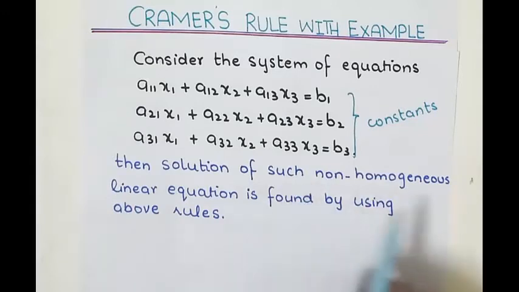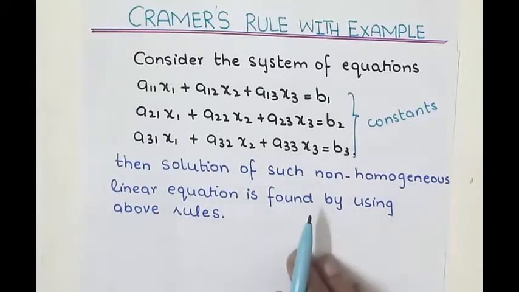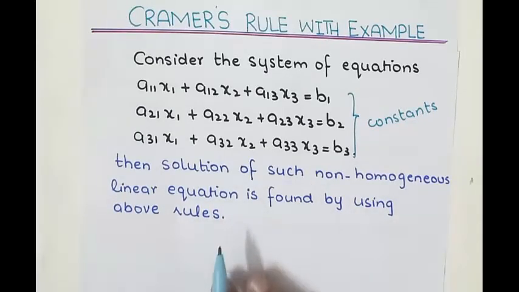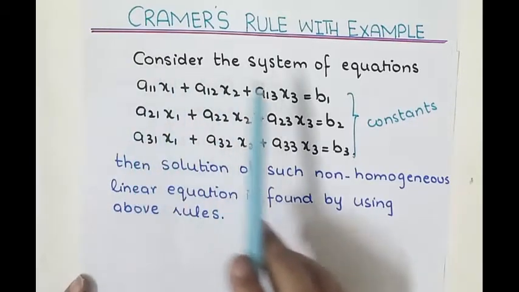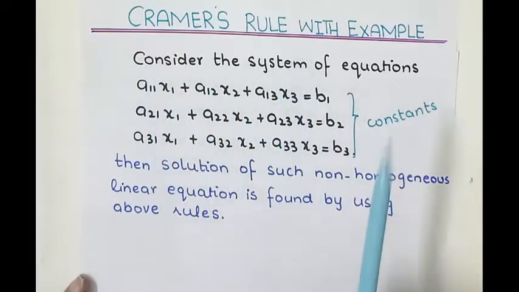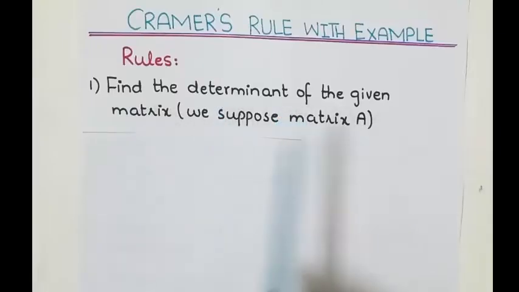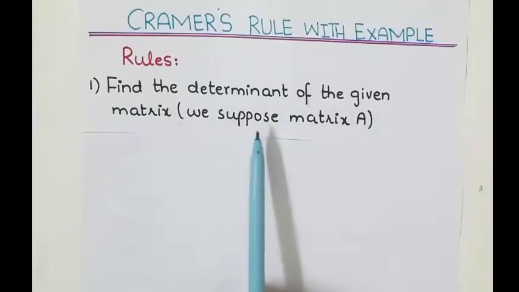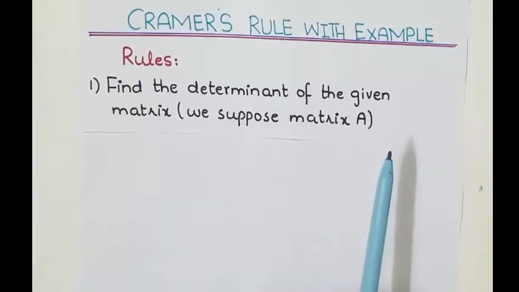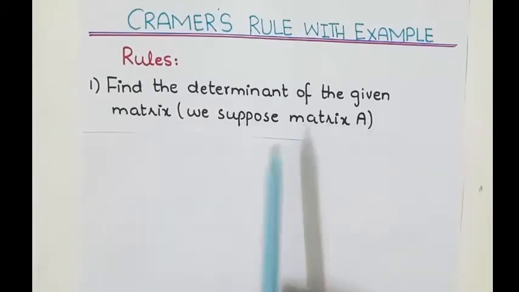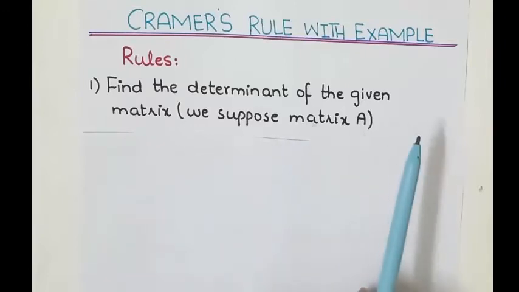Then the solution of such non-homogeneous linear equations is found by using the above rules. I have written a few rules for how to solve the equations using Cramer's rule. So rule number 1 is to find the determinant of the given matrix. Suppose we are given some matrix and we name it as A. So first we will find the determinant of the matrix.